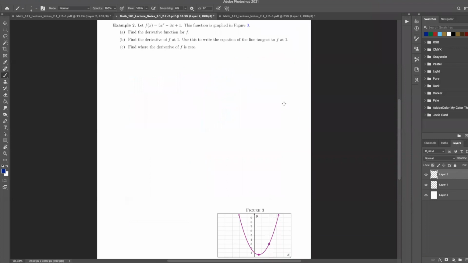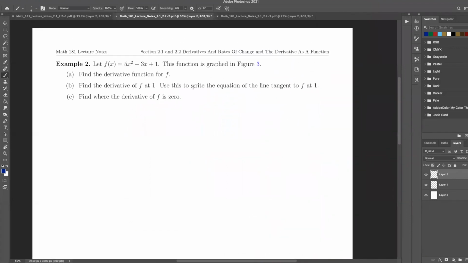Let's actually crunch through this. Let's find the derivative function for f. So this is my f. We're going to write out our function, and we're going to send h to 0. Here we're going to have the limit of f of x plus h minus f of x all over h, and this is equal to f prime of x. We use this little prime symbol to mean derivative function.